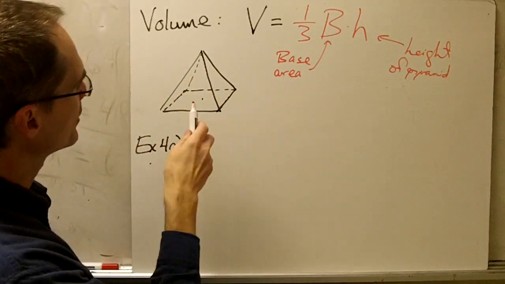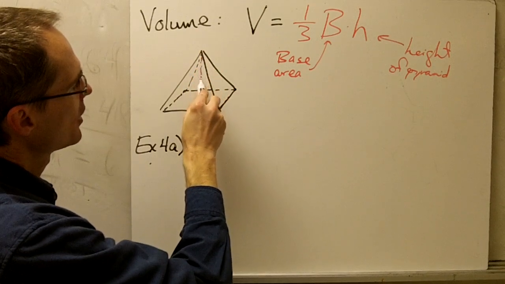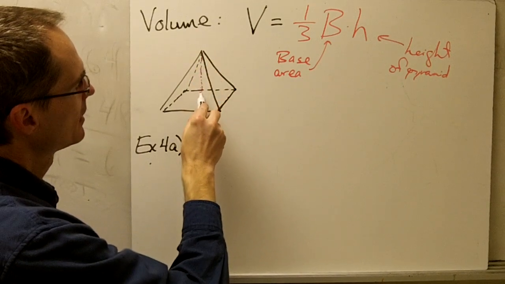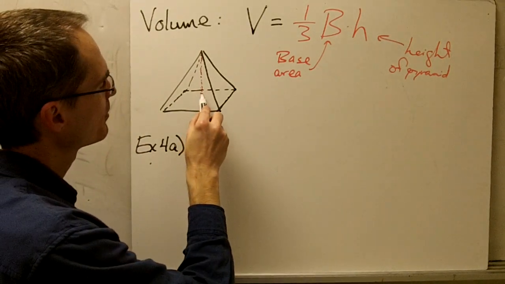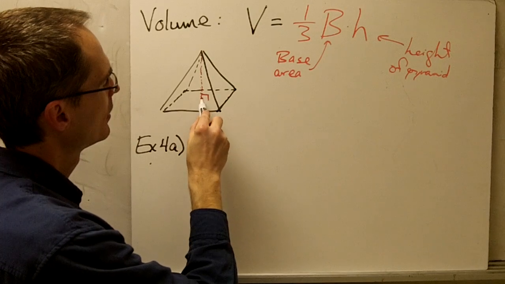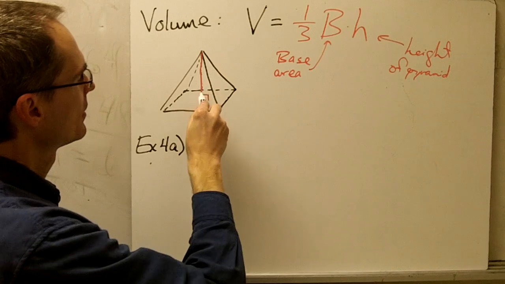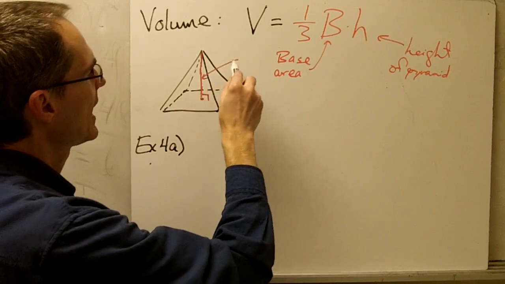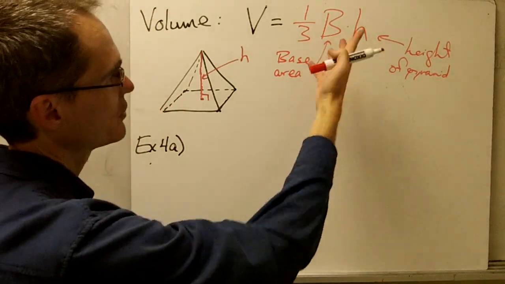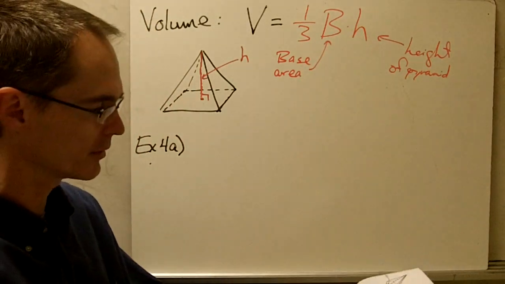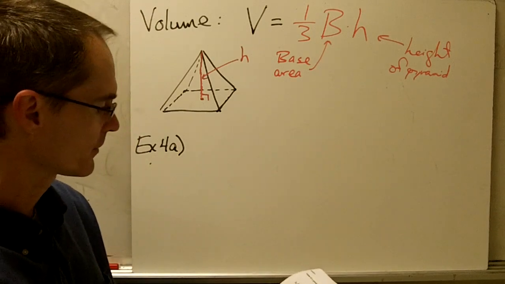And the height of the pyramid is a line that goes from the vertex of the pyramid down to the center of the base, and it's perpendicular to the base. So this line here, we're going to call that h, the height of the pyramid. So once you have those two values, you just plug them into the formula and you calculate your volume. So let's see how we go about doing that for these three examples.